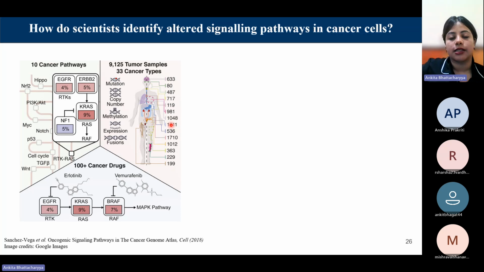In this paper, the scientists that we are mentioning here, Sanchez-Vega and their group, took the sample information or the tumor information from 33 different cancer types. So as you can see, these are some examples of the different types of cancers. I think I mentioned it here.